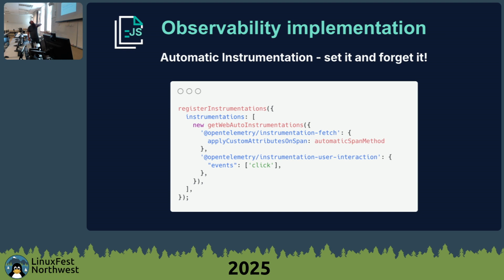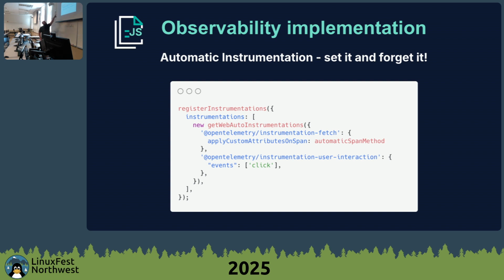So here I am. This is a little bit more of a pulled back, reined in version of automatic instrumentation. I'm registering the get web auto instrumentations constructor, and I'm passing in that I want instrumentation fetch to cover my fetch requests, and then instrumentation user interaction. Specifically, I want to monitor the click events. And that will create OTel events around click events. And I can pass in any other argument that I want to monitor.